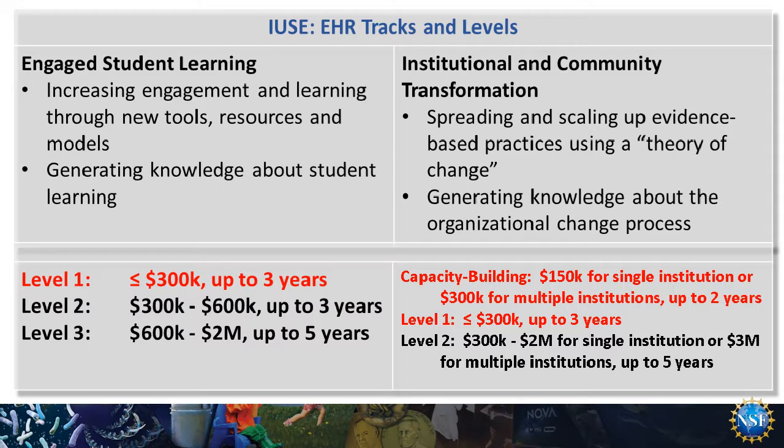And just as a reminder, and again, a quick overview, we have our two tracks, Engaged Student Learning and Institutional and Community Transformation. We have a deadline that's coming up very shortly. The next deadline is February 2nd for Level 1 proposals in the Engaged Student Learning track, as well as for capacity building and Level 1 proposals in the Institutional and Community Transformation track.